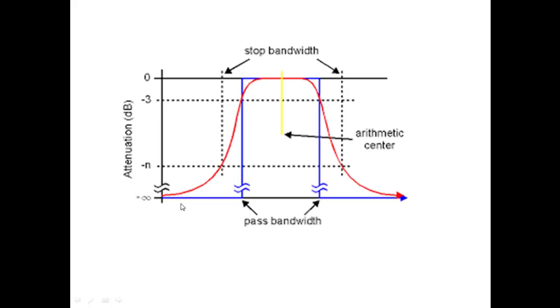You see its magnitude. So this is the pass band bandwidth and this is the stop band bandwidth. Corresponding to pass band gain, we will have two frequencies, FP1 and FP2. Corresponding to stop band attenuation, we will have FS1 and FS2.